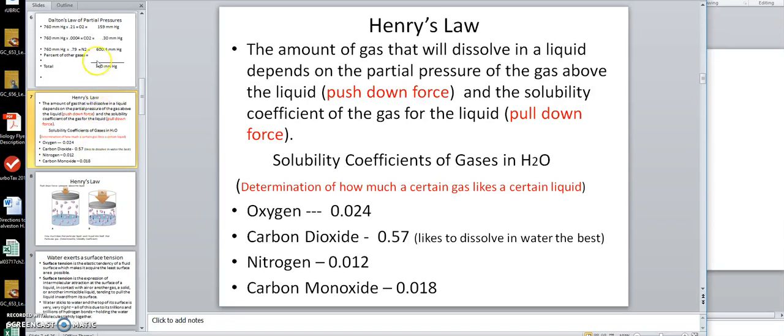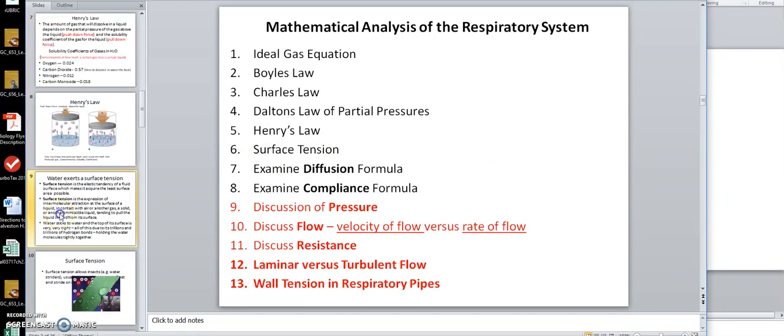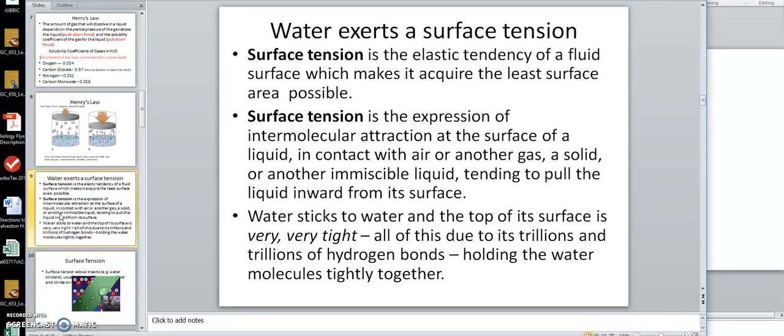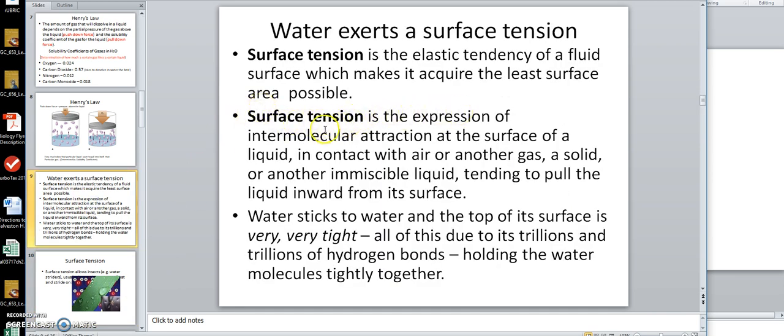The next thing we talk about is this thing called surface tension. Let's talk about that very quickly. Because you got my stuff, so you can read on it. This is under respiratory formulas. Let me say this PowerPoint is called respiratory formulas. Okay, we go further. Surface tension is the elastic tendency of a fluid surface which makes it acquire the least area possible. So if you take water, it wants to acquire the least area possible. It'll bead up, in other words. Surface tension is the expression of the intermolecular attraction at the surface of a liquid in contact with air and so forth.